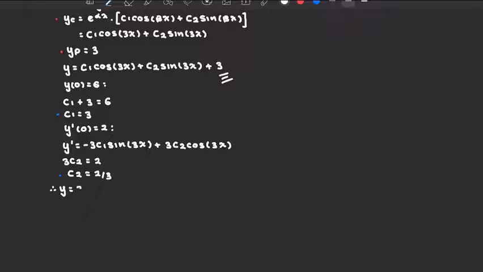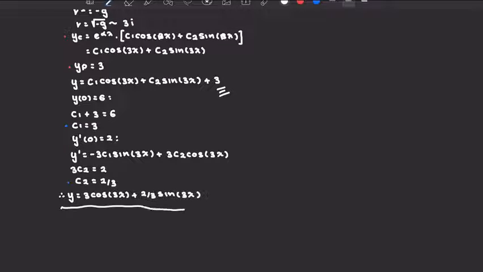So C1 is 3, so 3 cosine of 3x plus 2 over 3 sine of 3x. So this will be our final solution for this first example.